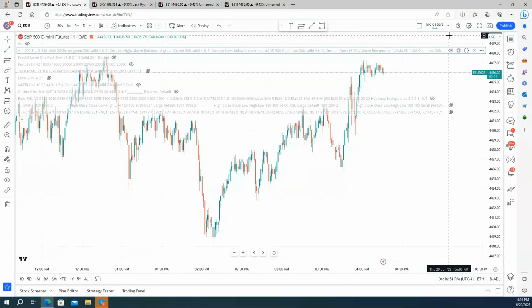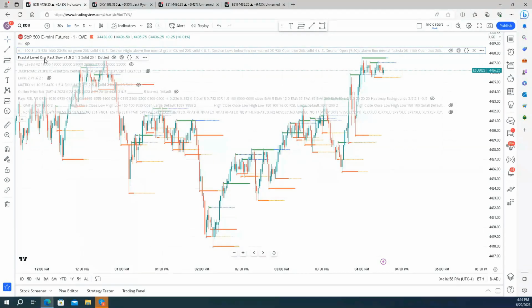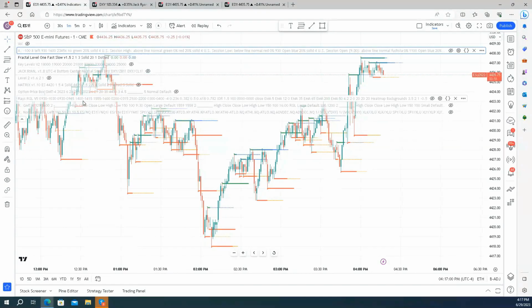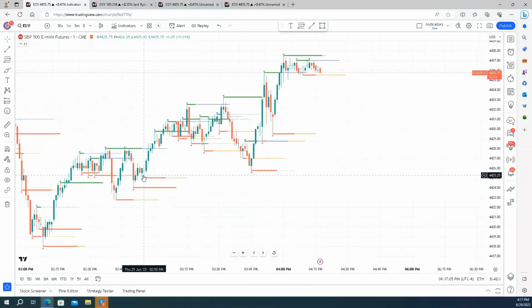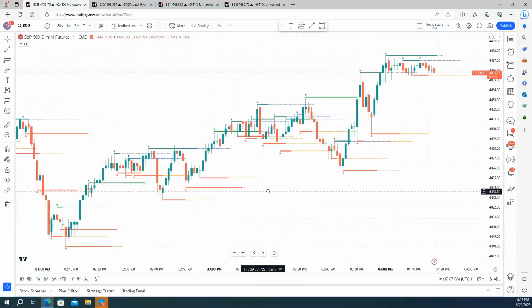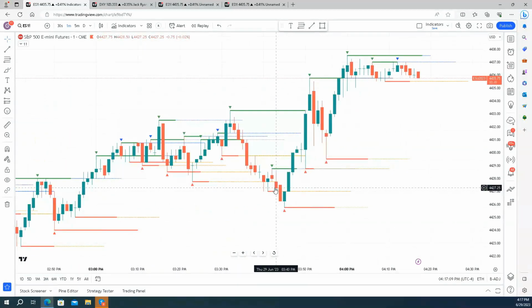So another one that I built, some of you may have it, I'm not sure, is what I call the fractal level 1 fast slow. Now Ray did a lot of classes and talks a lot about fast and slow moves. So I tried to think of a way where I can see that.